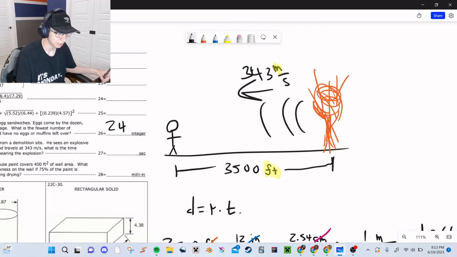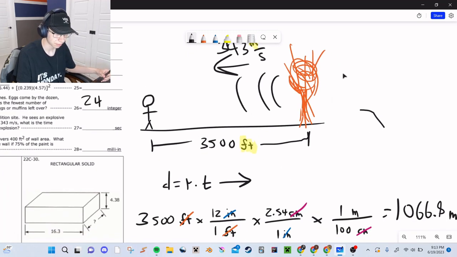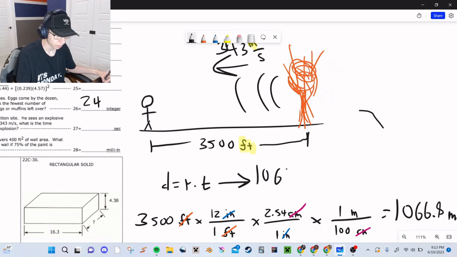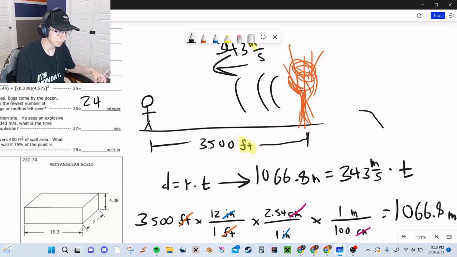And so now I can use this equation, distance equals rate times time. My distance between this guy and the explosion is this many meters, and it's equal to our rate, this many meters per second, times time in seconds. So I'll just divide here. I get my time is equal to 3.11 seconds.